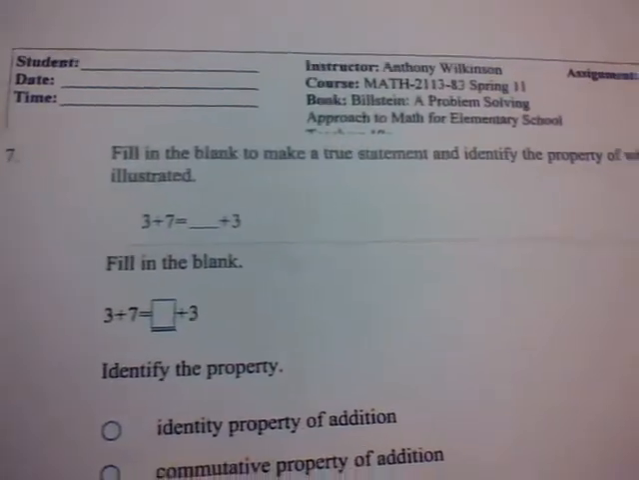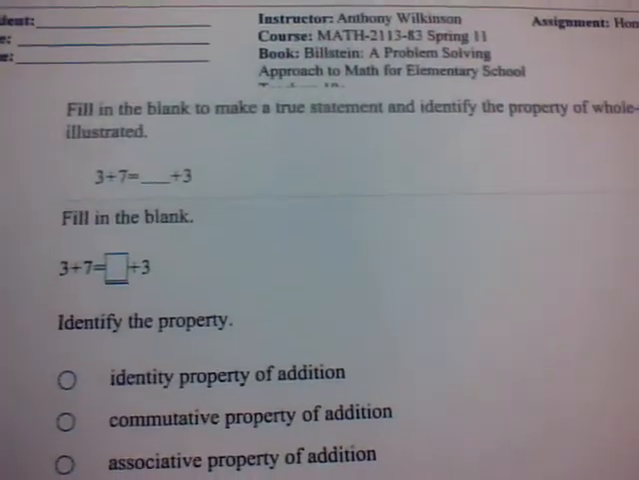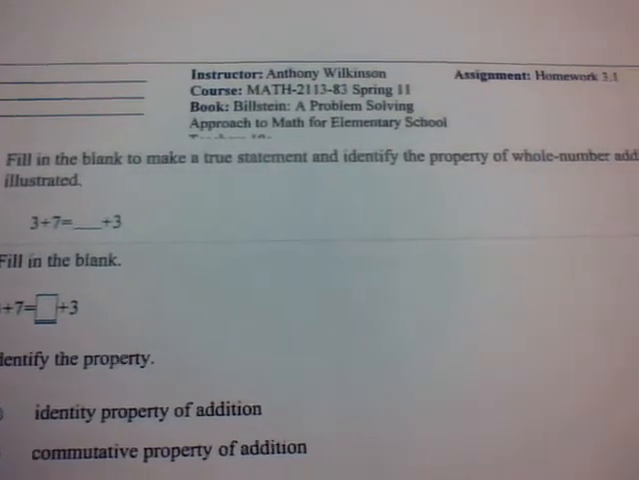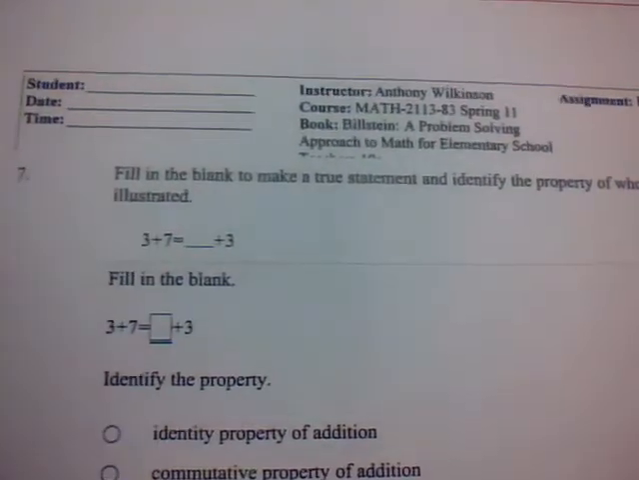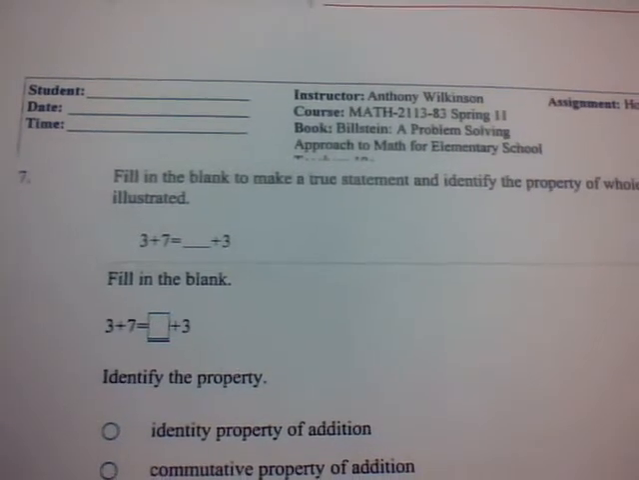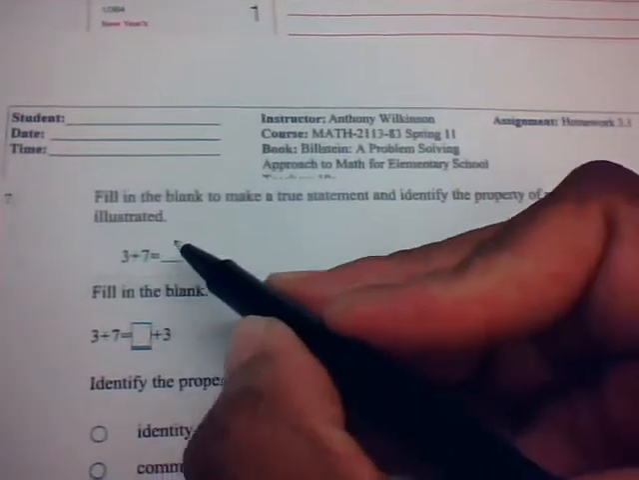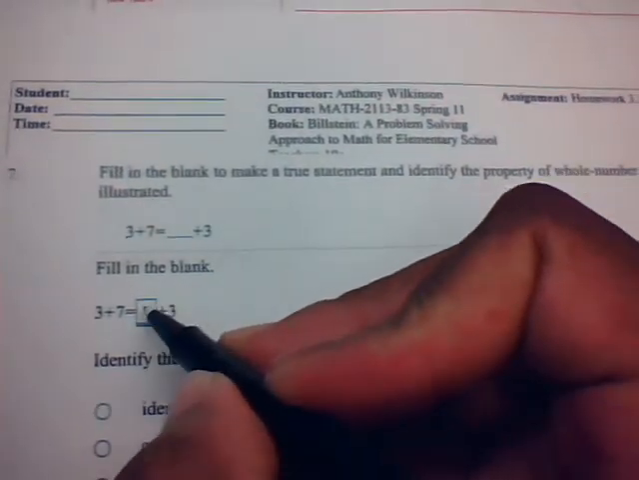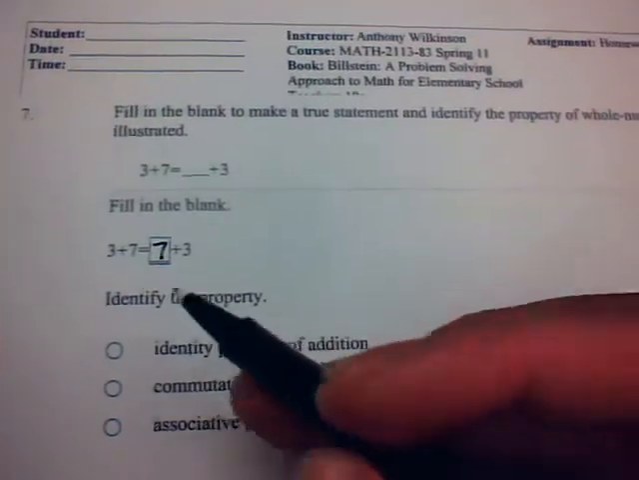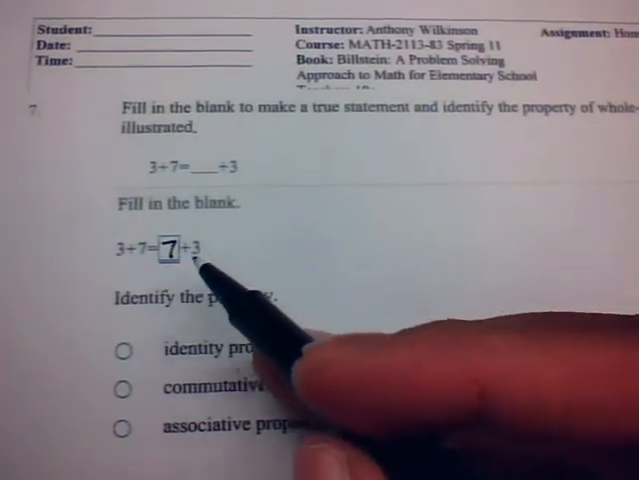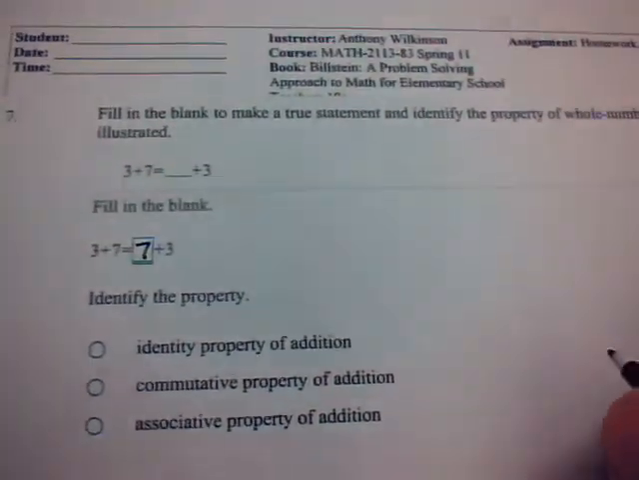Okay, look at number 7. Fill in the blank to make a true statement and identify the property of whole number addition that is illustrated. 3 plus 7 is equal to blank plus 3. Well, 3 plus 7 means that it has to be equal to 7 plus 3, because 3 plus 7 will give you 10, so the right side has to give you 10 as well. So that means the missing number has to be 7.